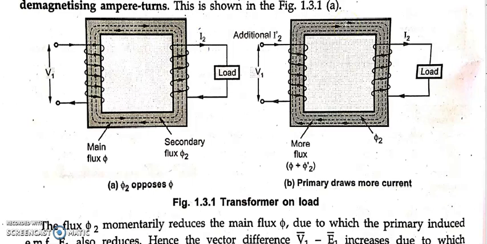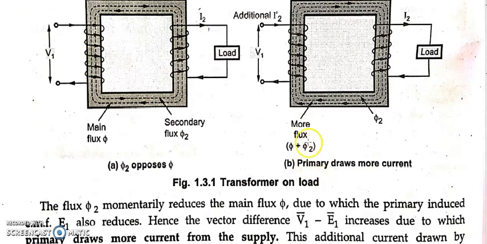Both are supportive. They are not opposing each other. Only phi 2 is opposing. But here let us say phi 2 dash be the flux due to I2 dash, and phi be the flux due to I1. So now you can see at the top, phi and phi 2 dash directions are both same. Both will support each other instead of opposing. So that's why we have written it as phi plus phi 2 dash.